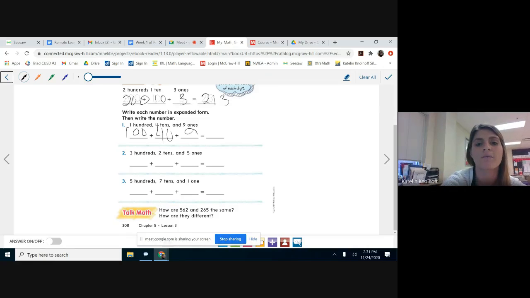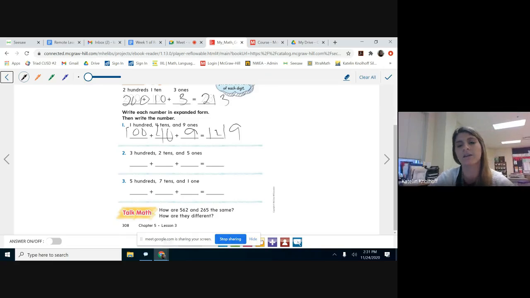1, 2, 3, 4, 5, 6, 7, 8, 9. Okay. So now I've expanded my number out. It's 100 plus 40 plus 9. Those are the values of each one of those numbers. Now, if I put that number together, the number would be 149. Again, sorry about my handwriting. It's hard to do.